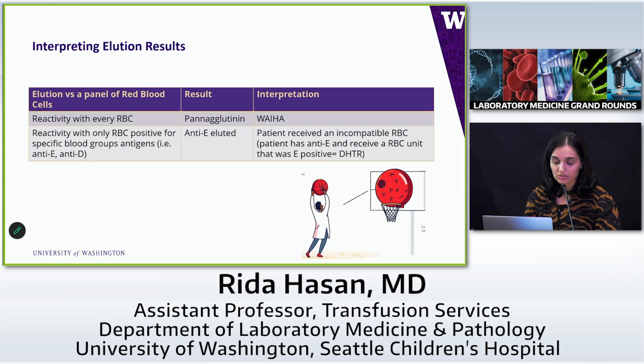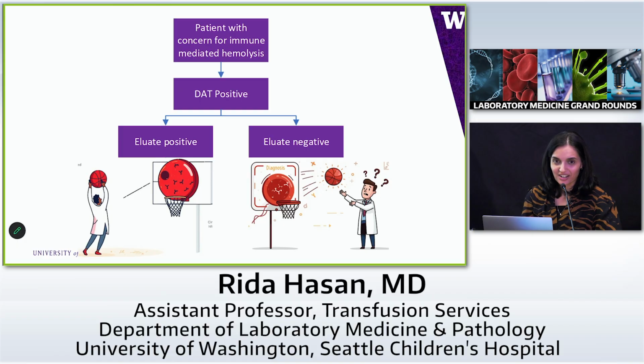And this is, I think, when your eluate results are positive and they can give you a clear diagnosis, at least for DHTR, I know it's really exciting for us in the blood bank. It feels like a straight shot through the hoop, like, oh, I got this. Like, I know what the diagnosis is. But then there's always this other scenario where maybe your eluate's negative. And you thought you had the diagnosis, but now you're not sure anymore, because why didn't you elute anything off?